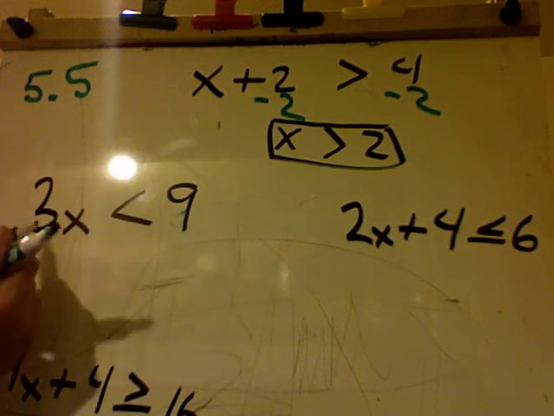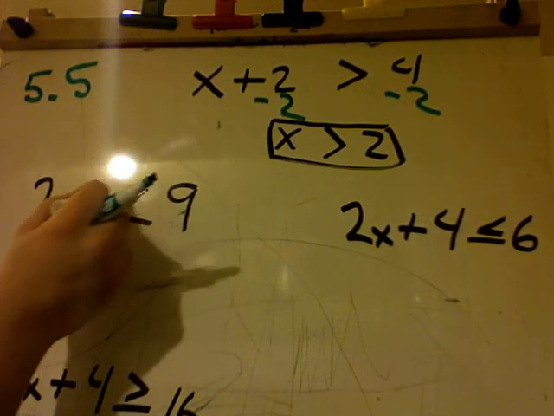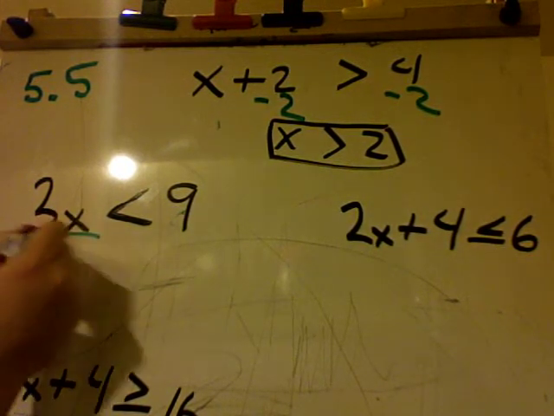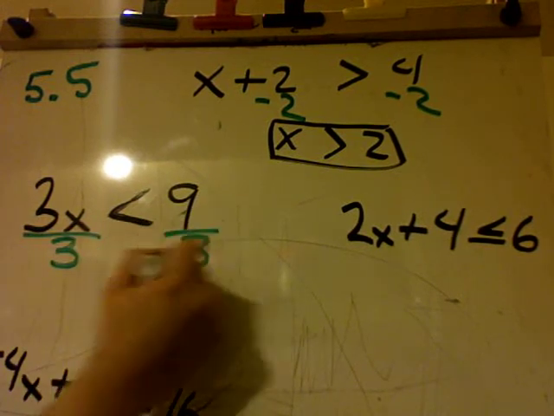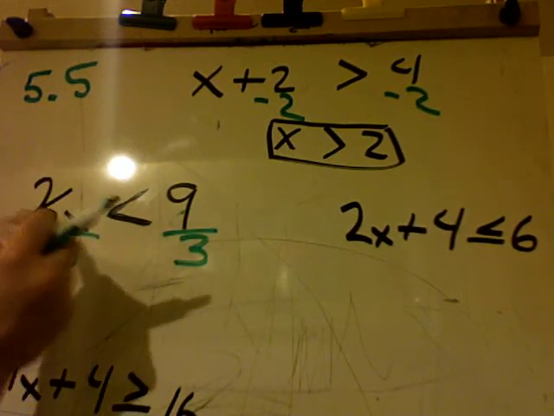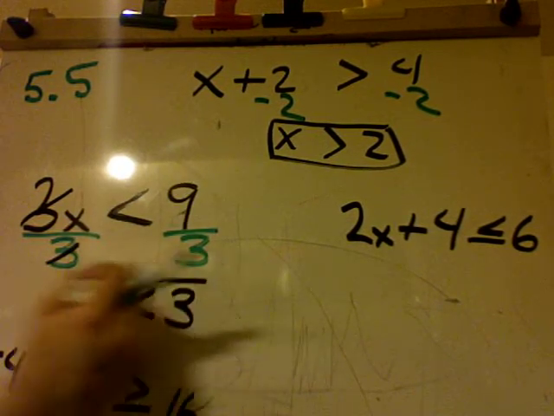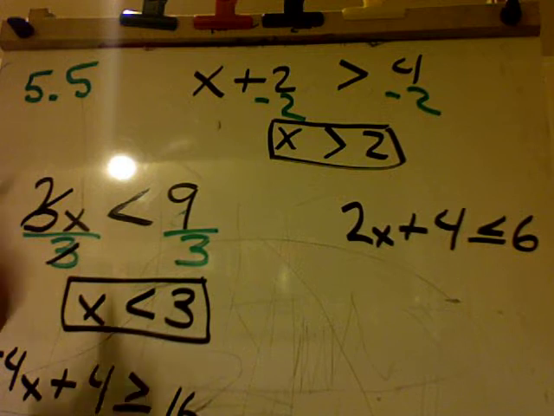Same thing here, 3x, in this case though, is less than 9. So we want to know all the possible numbers that x could be to make this a true statement. There's an infinite amount of them, but there are limitations. So here, all I'm going to do is divide by 3, divide by 3, so the 3's cancel. x is less than 3. As long as x is less than 3, this is a true statement.